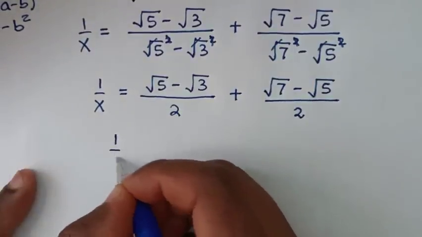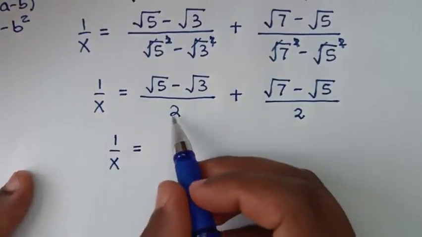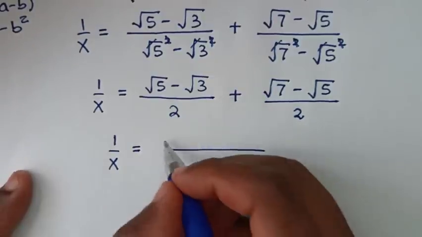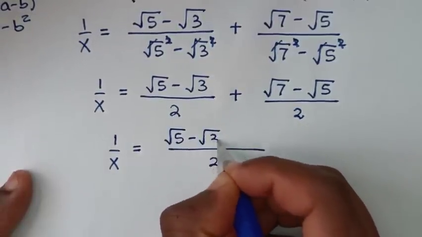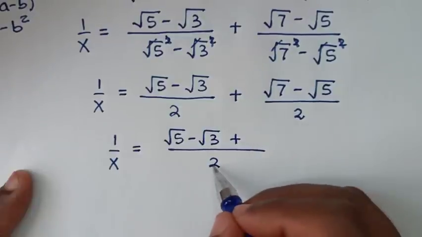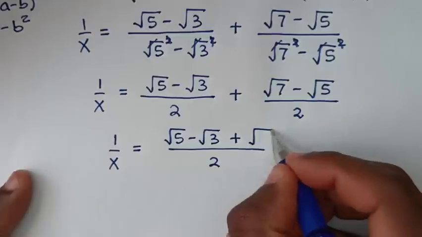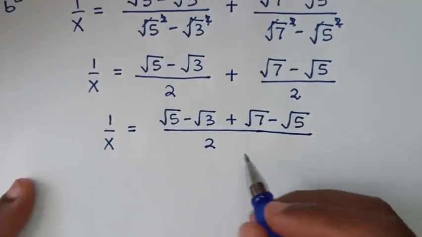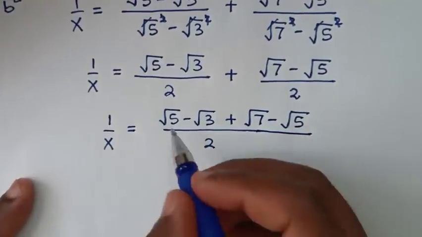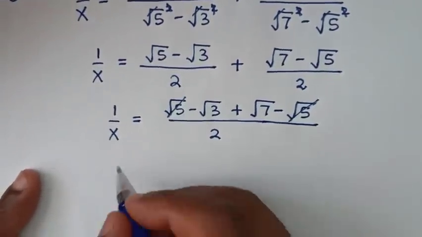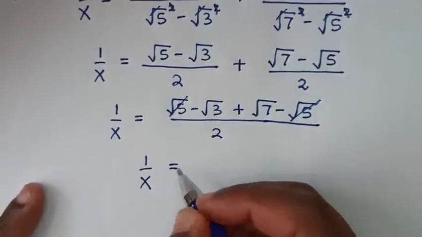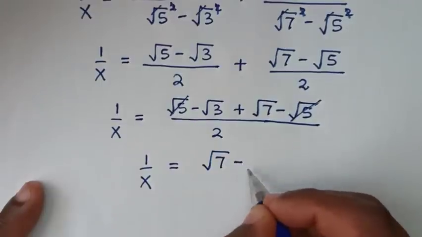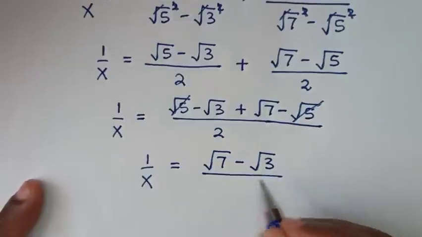Then it will be 1 over x is equal to the LCM, it is 2, so here it will be over 2. 2 divided by 2, it is 1, so it will be square root of 5 minus square root of 3. Then plus 2 divided by 2, it is 1, 1 times this, it will be square root of 7 minus square root of 5. Then to simplify now, square root of 5 minus square root of 5 is 0, so this and this will cancel. So it will be 1 over x is equal to minus square root of 3 plus square root of 7, which is the same as square root of 7 minus square root of 3, then over this 2.